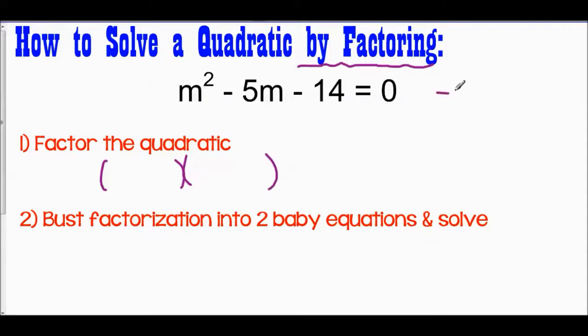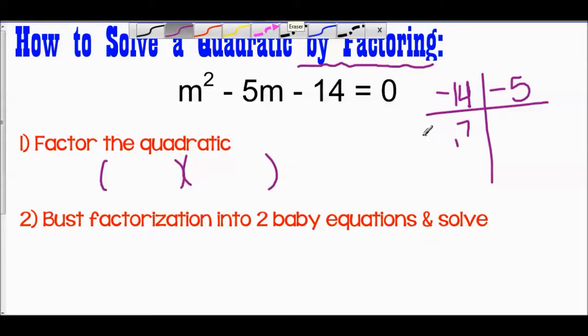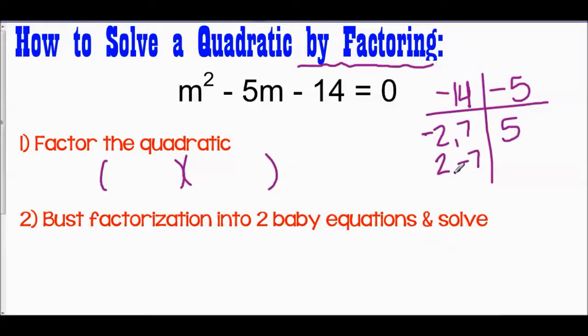I need to find something that multiplies to get -14, yet adds to get -5. Since 14 has to be negative, I have to have two different signs. So if I did -2 and 7, that gives me -14, but when I add that, I'm going to have +5, which is kind of what I'm needing, so I need to swap the signs. 2 and -7 would give me -5 when I add those.